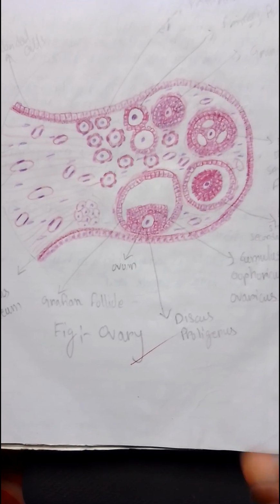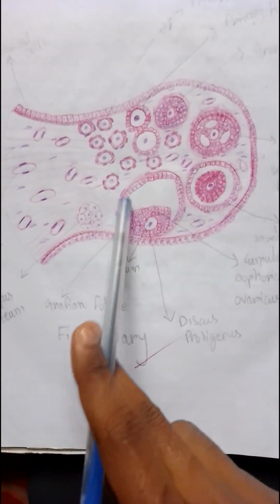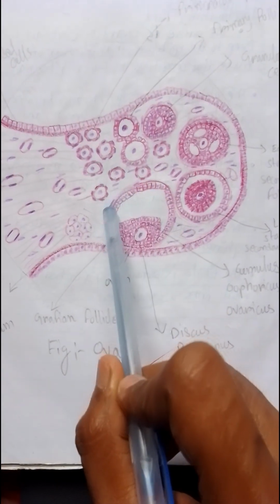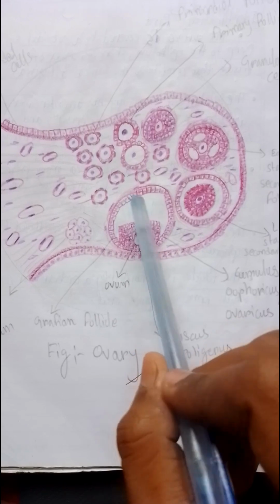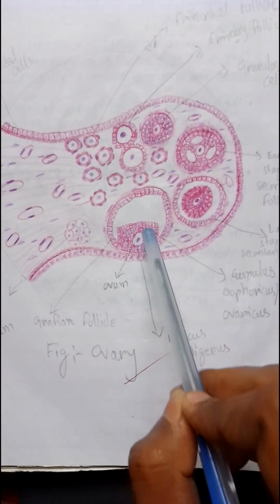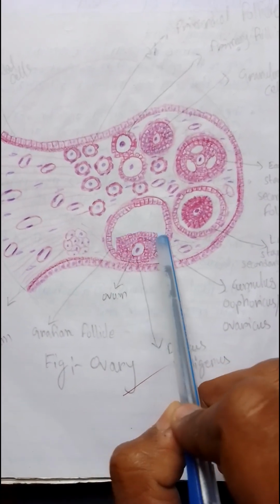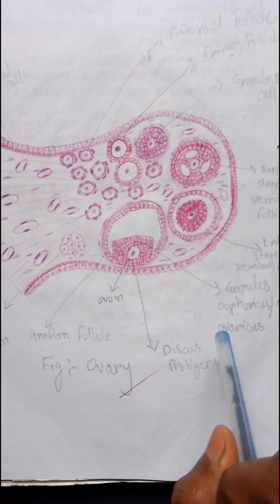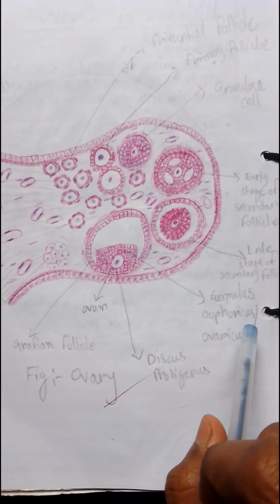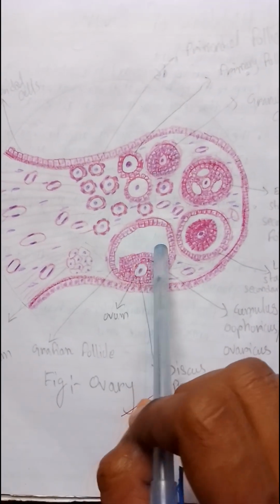Now we look at the most mature phase, the Graafian follicle phase, in which a space which we call the antrum is formed. This is the ovum, the egg, and surrounding it a layer of cuboidal cells which we call the cumulus oophorus, and here the antrum fluid is present.